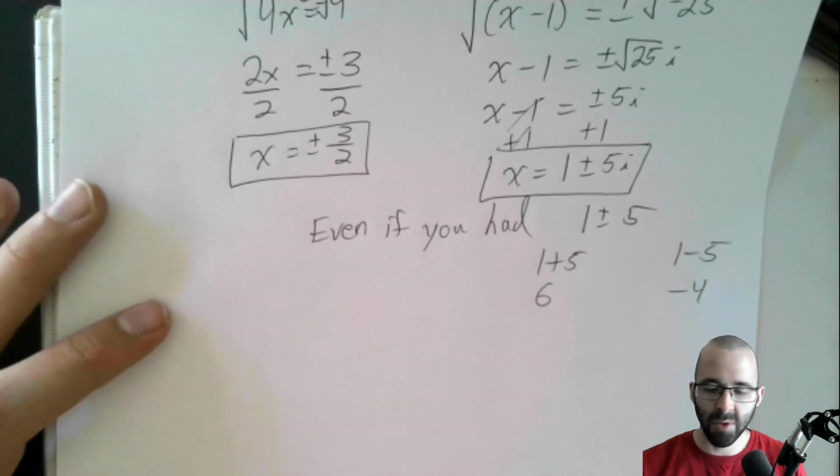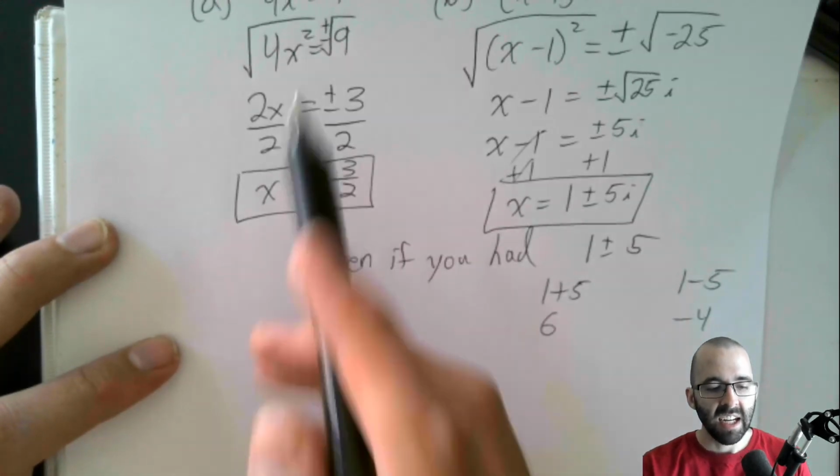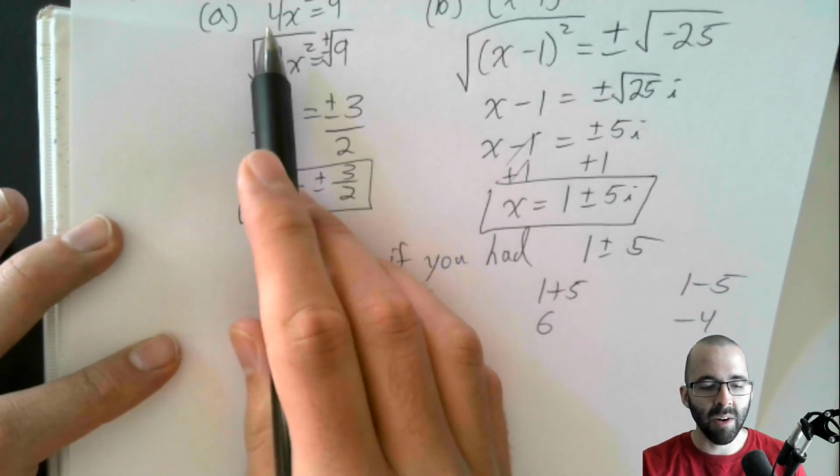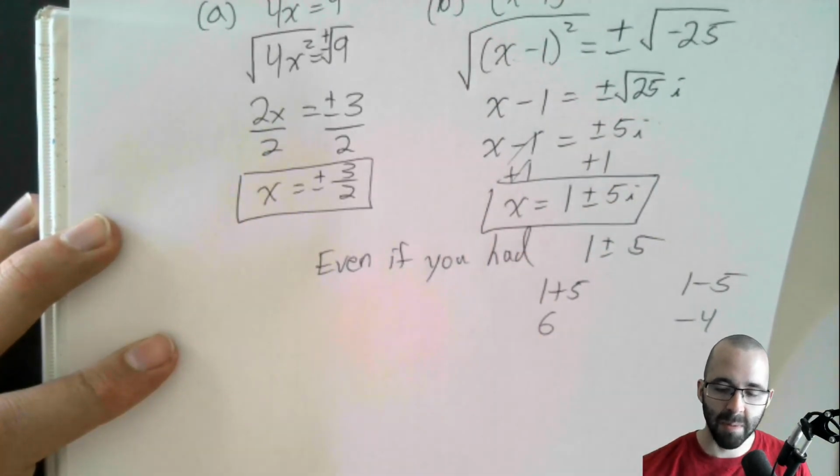Anyway, that's it for video 2. Kind of a nice video. Square root property is nice whenever you can use it. If you have something that's a perfect square on one side, just take the square root of both sides. And don't forget that plus or minus.